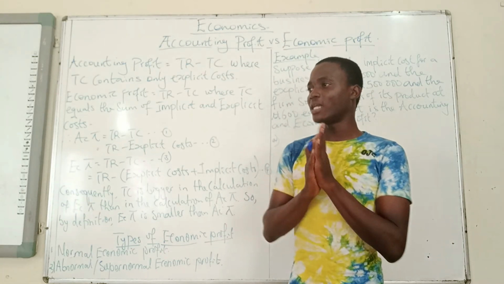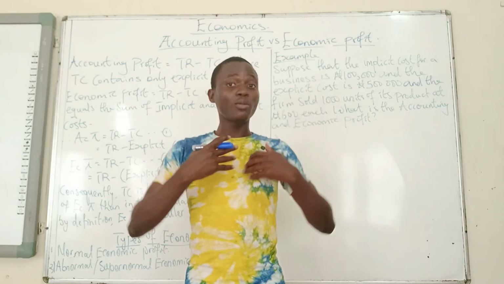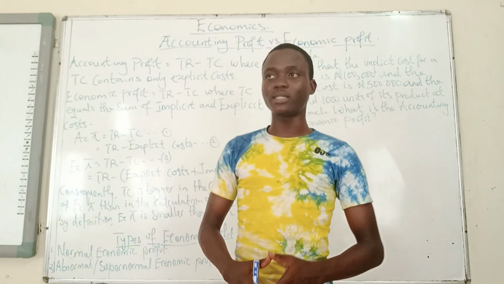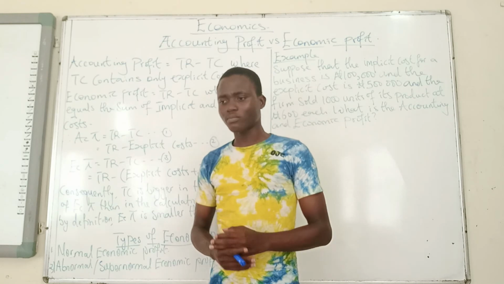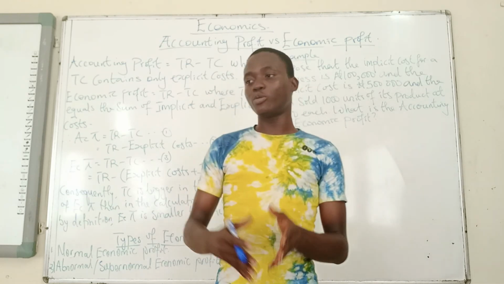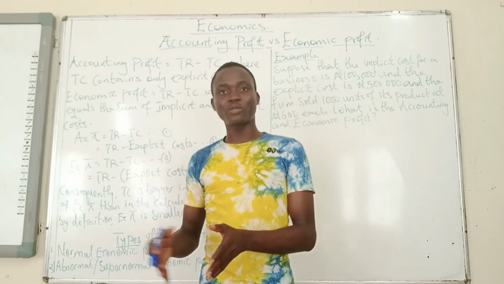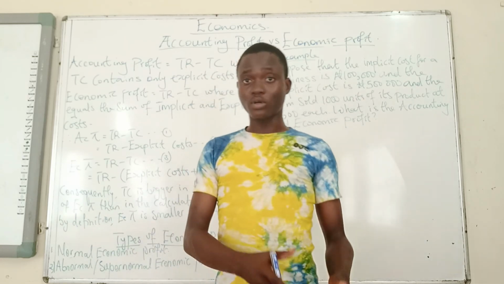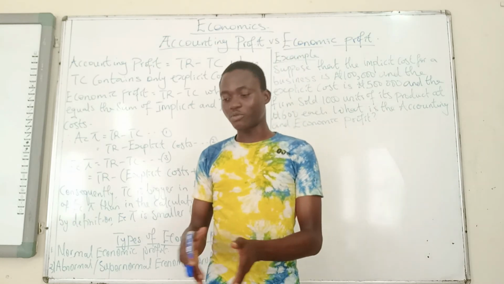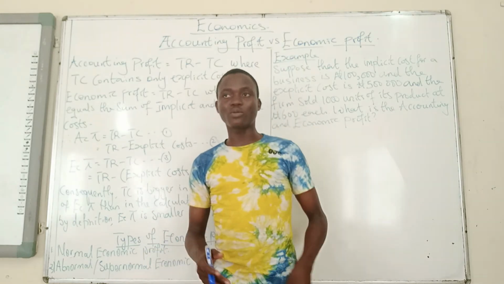Implicit costs are a little bit tricky, but the way I understand it, implicit cost is the revenue foregone because a firm is not putting its resources into an alternative use. The revenue foregone because a firm is not putting its resources into an alternative use. Now, this is what I mean.